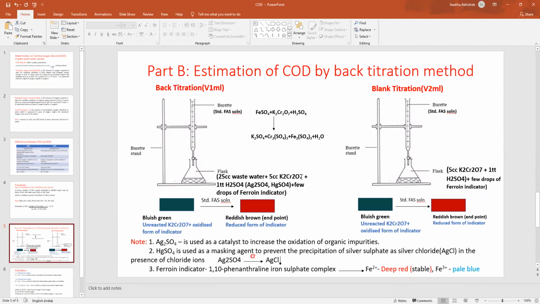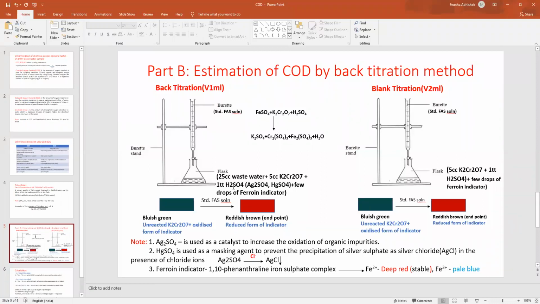What is potassium dichromate? It is a strong oxidizing agent, and this potassium dichromate is added to the wastewater to bring about the oxidation of impurities present in wastewater. But under what condition does this potassium dichromate act as a strong oxidizing agent? Under acidic medium. Therefore, you are supposed to add 1 test tube of sulfuric acid.